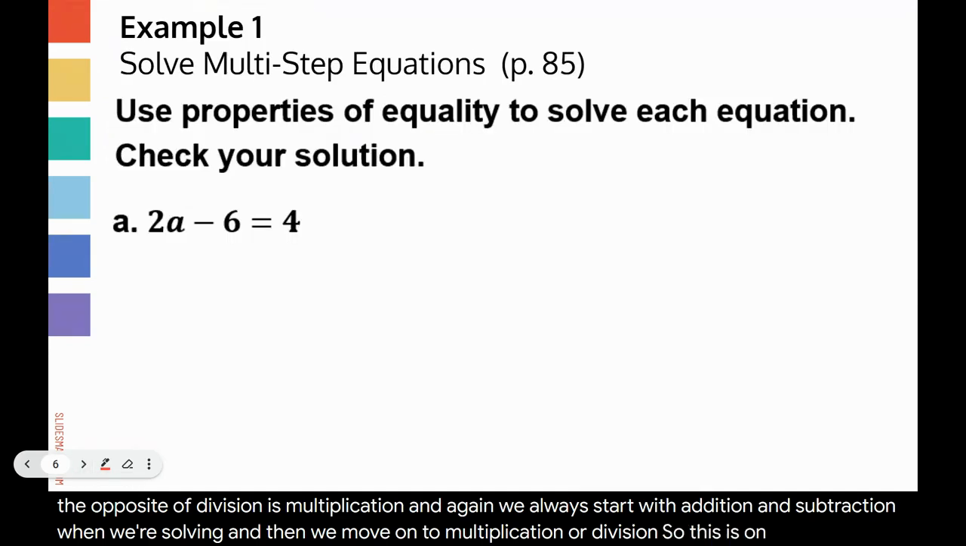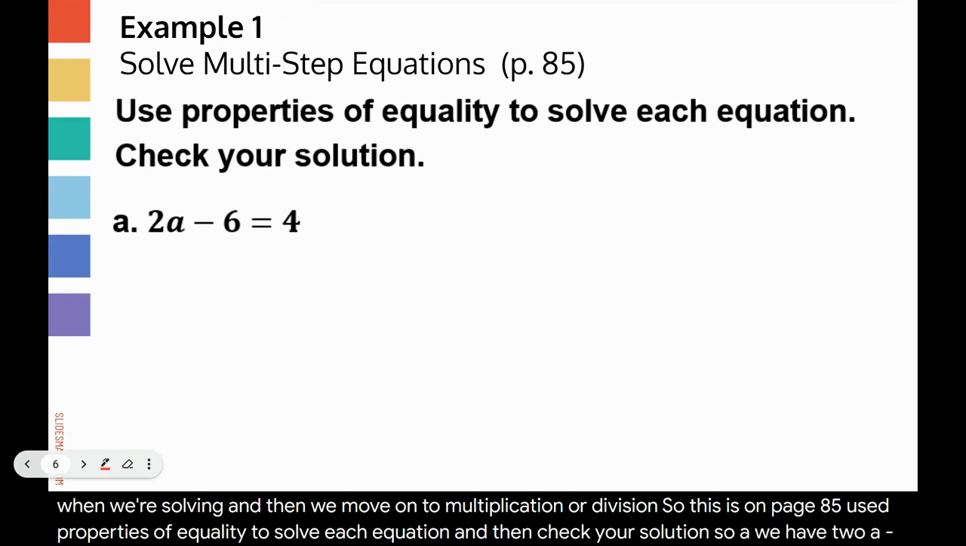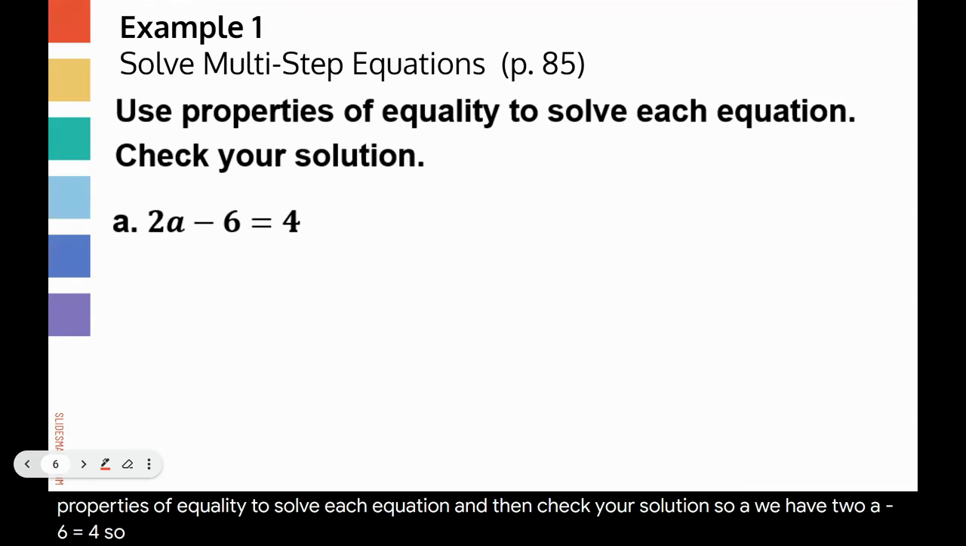So this is on page 85. We use properties of equality to solve each equation, and then check your solution. So we have 2a minus 6 equals 4. Again, we always start off by doing addition and subtraction.